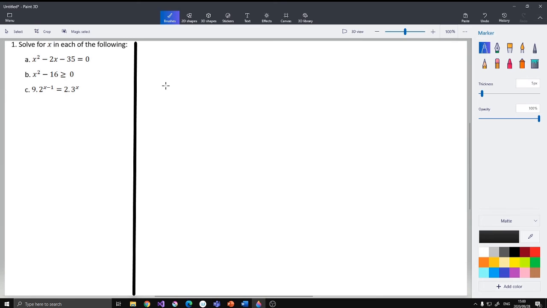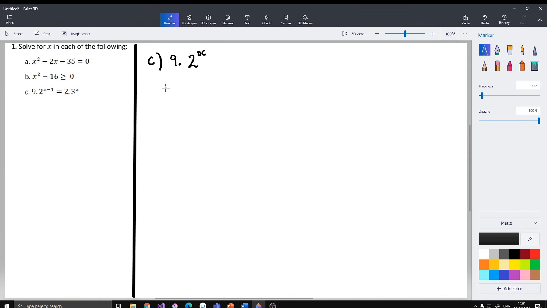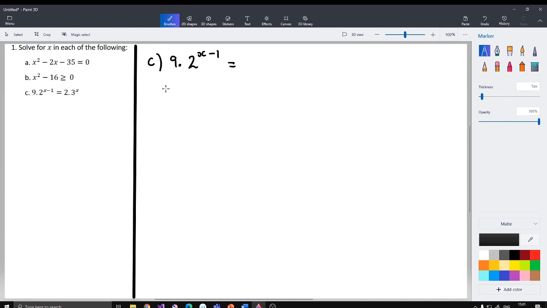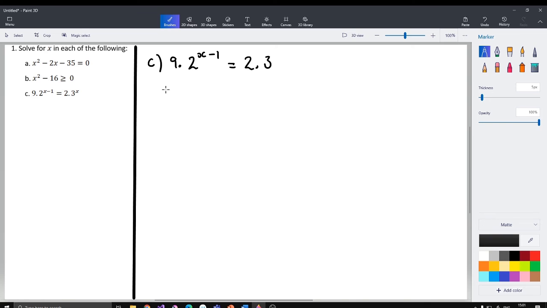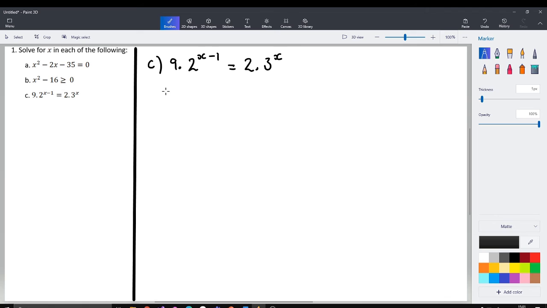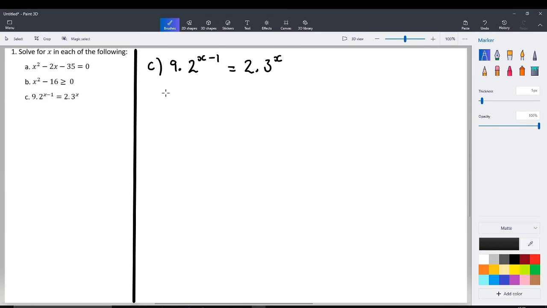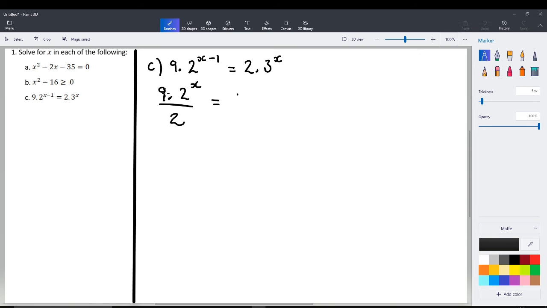The second approach to part C, we're still multiplying 9 by 2 to the power of x minus 1, and this is equal to 2 times 3 to the power of x. The second approach would be to deconstruct this 2 to the power of x minus 1 using laws of indices. It's the same as 9 times 2 to the power of x divided by 2, which is equal to 2 times 3 to the power of x.